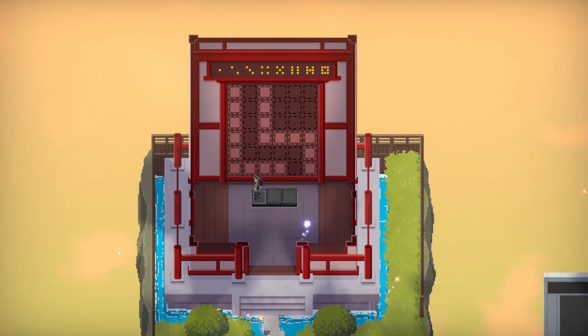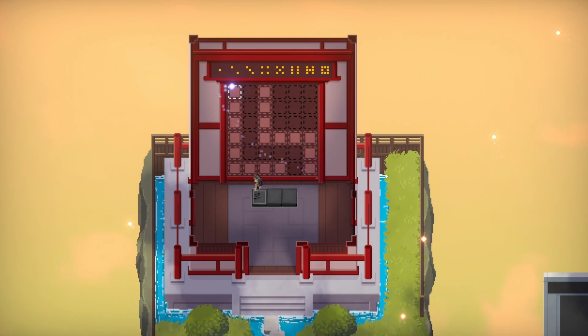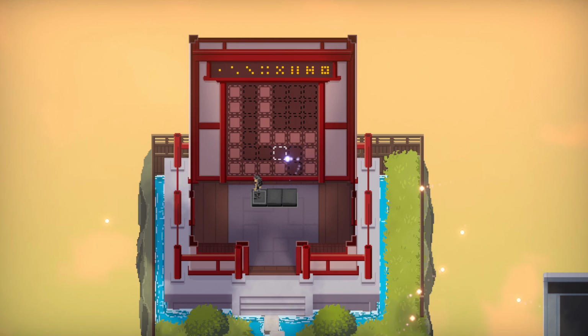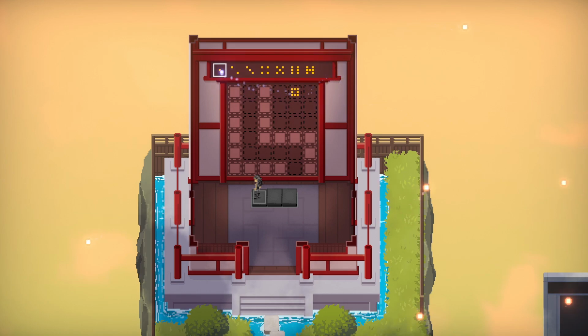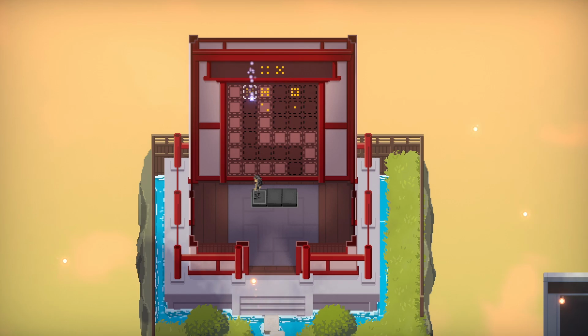How are these going to become puzzles? 1, 2, 3, 4, 5, 6, 7, 8, 9. 1, 2, 3, 4, 5, 6, 7, 8, 9. 1, 2, 3, 4, 5, 6, 7, 8. They're all equal to 9. 8 and 1. 7 and 2. 6 and 3. 5 and 4. Bye.